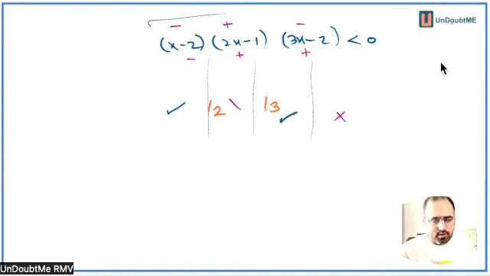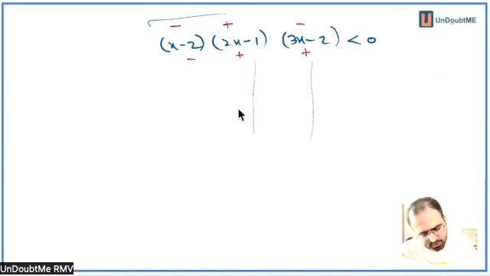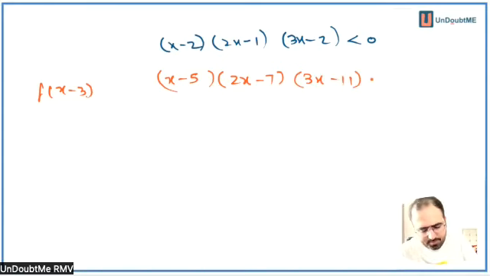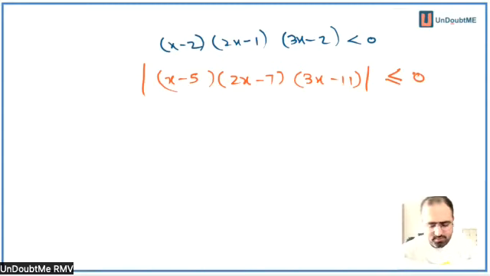Let me remove a few things first. f of x minus 3, if we create, then it will be x minus 3 minus 2, that is x minus 5. 2x minus 6 minus 1, so 2x minus 7. And this will be 3x minus 11. Now we are trying to solve mod of this thing less than or equal to 0.